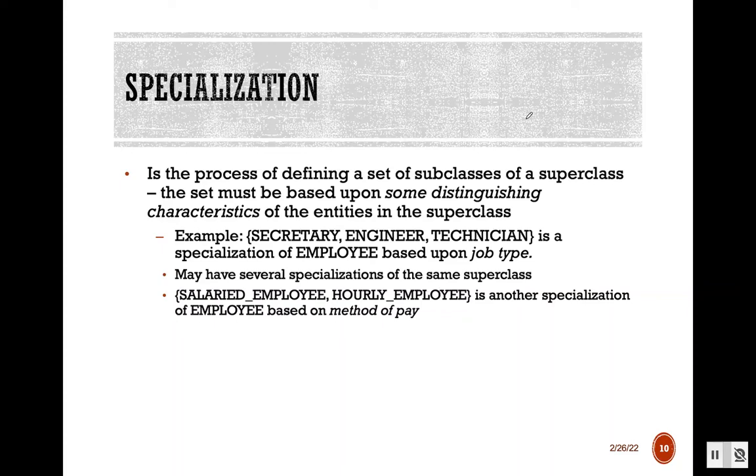In this segment, we are going to see two concepts from the enhanced entity relationship model. We will see the process of specialization and generalization. Specialization is the process of defining a set of subclasses of a superclass. So let's see, we have a superclass.